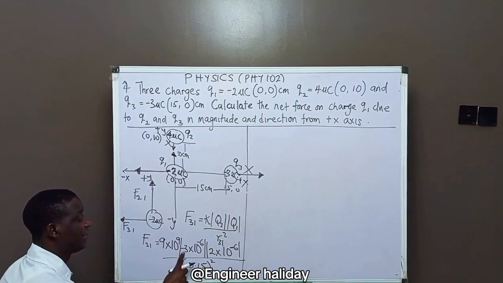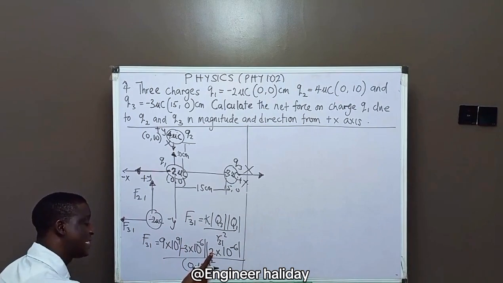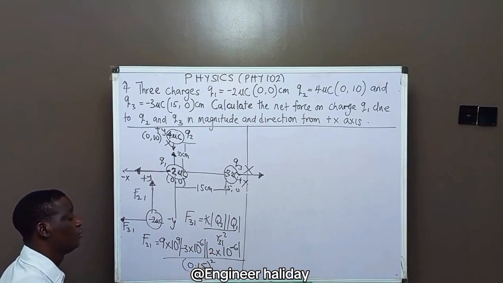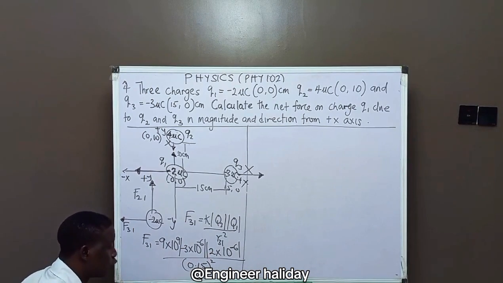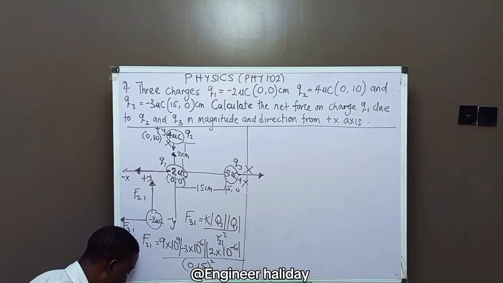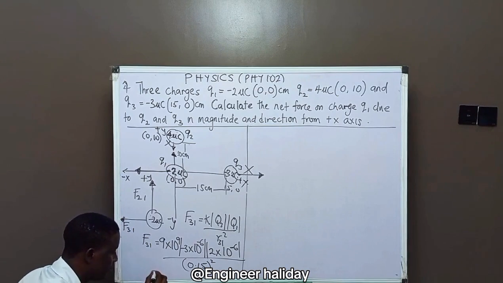So you are going to get this times this: 6 times 9 is 72. Then 72 divided by 0.15 all squared. When you do that properly, you are supposed to have 2.4 Newton. Press your calculator.